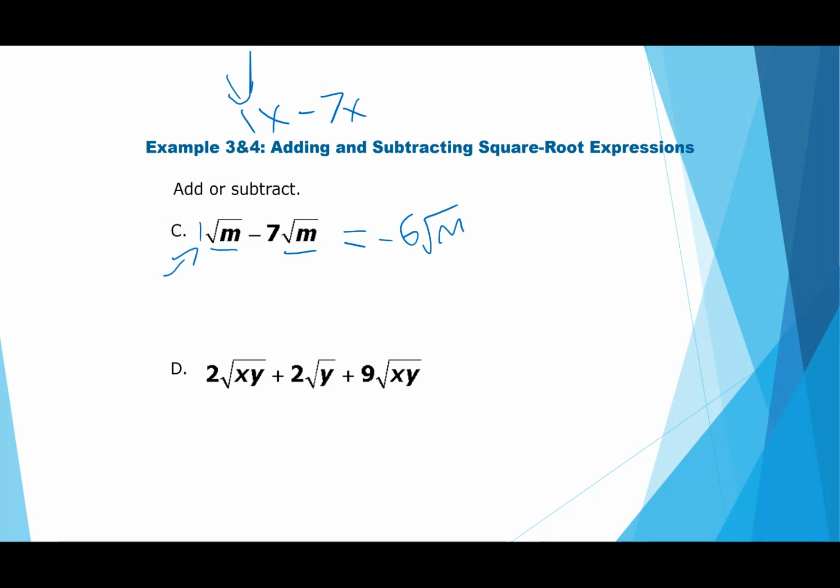For part D, there are 3 terms, but only 2 terms are like radical terms. This third one and this first one. They're both square root of xy. The middle term is not a comparable radical because it's just the square root of y. That radical is different than the square root of xy. So it won't combine with anything, but these two will combine. I've got 2 and I've got 9. When I combine them together, I get 11. So together that'd be 11 square root of xy. And then I would just simply bring this other one down, plus 2 square root of y, to be my final answer.